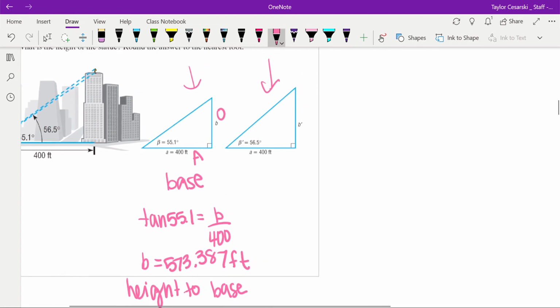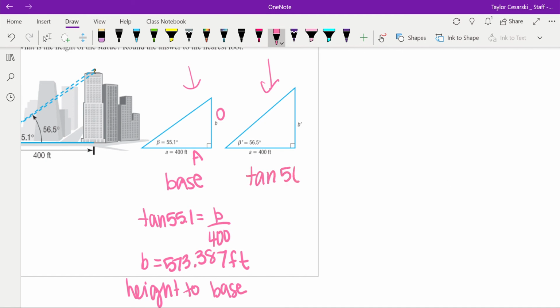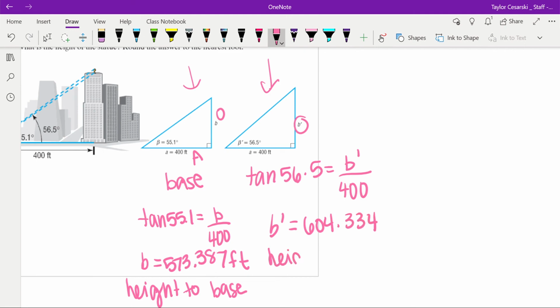Now then we have the angle of elevation to the top of the statue. We're going to do the same thing here, but instead of 55.1, we're going to use 56.5. And notice it's b prime just to differentiate that there. We're still 400 feet away. Everything has stayed the same here. So we multiply both sides by 400, so tangent of 56.5 times 400, and we get b prime equals 604.334. So that's the height to the top of the statue.